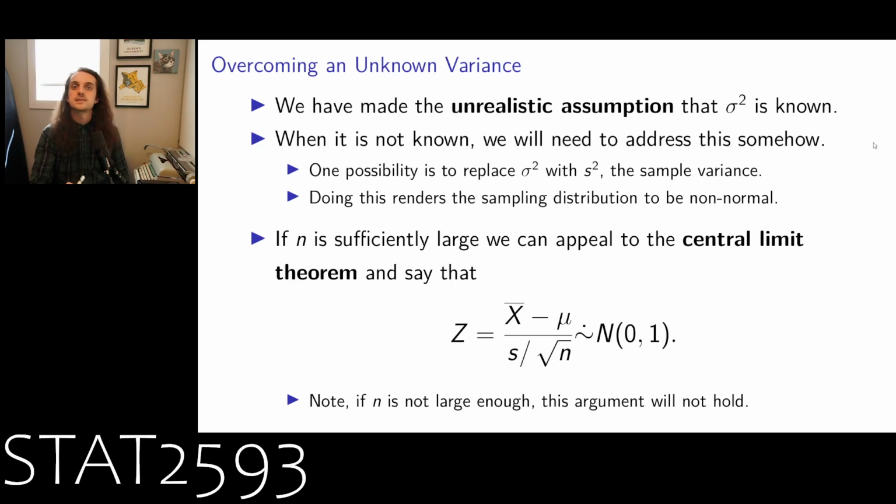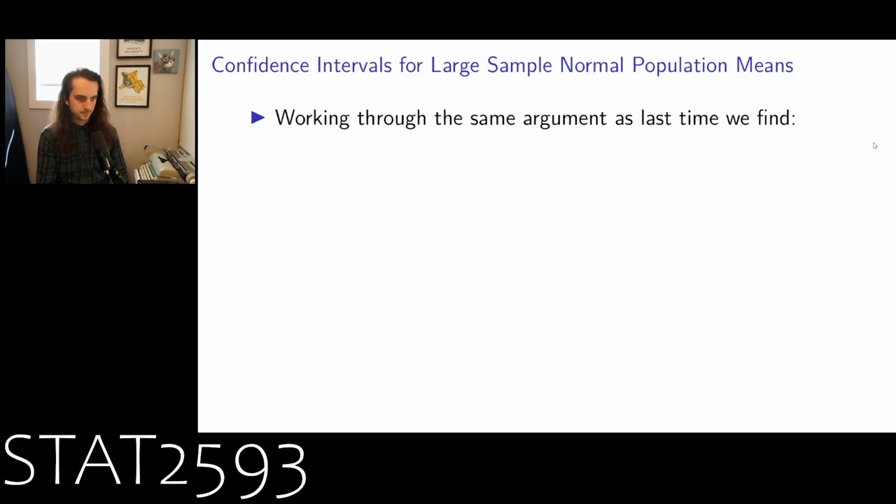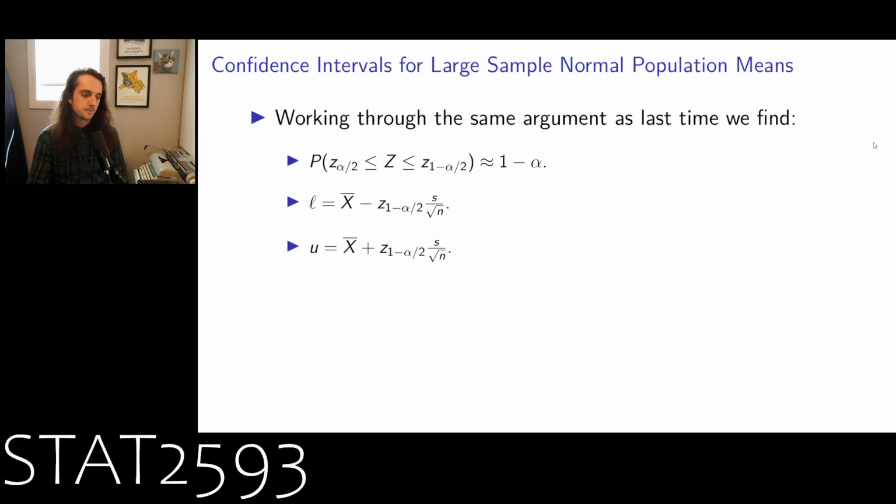But if we're willing to say this is approximately normal, then we get the same confidence interval. If we work through that argument exactly the same as last time, we find the probability of being between the critical values is approximately 1 minus alpha. So we can take the lower bound to be x bar minus the statistic, and the upper bound to be x bar plus the statistic.